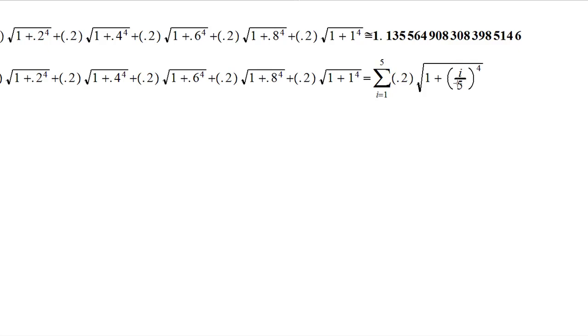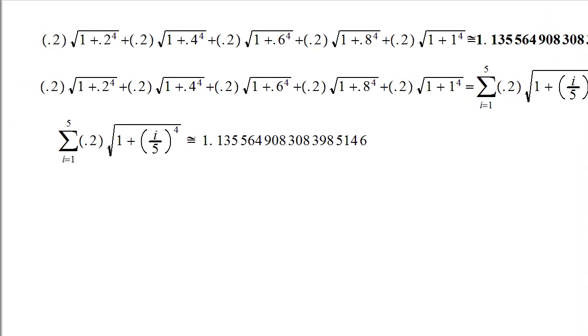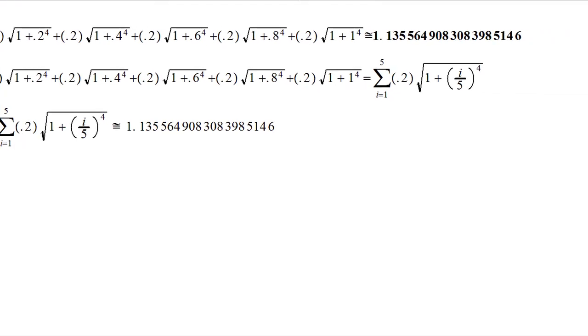So what we are doing is writing 0.2 as 1 over 5, and letting i range from 1 to 5 here. And if I compute that summation, it will simply be the same value that we had before. Now what we are going to do is increase the number of rectangles, which is going to decrease the length of the base of the rectangle, or width, or whatever you want to call it.